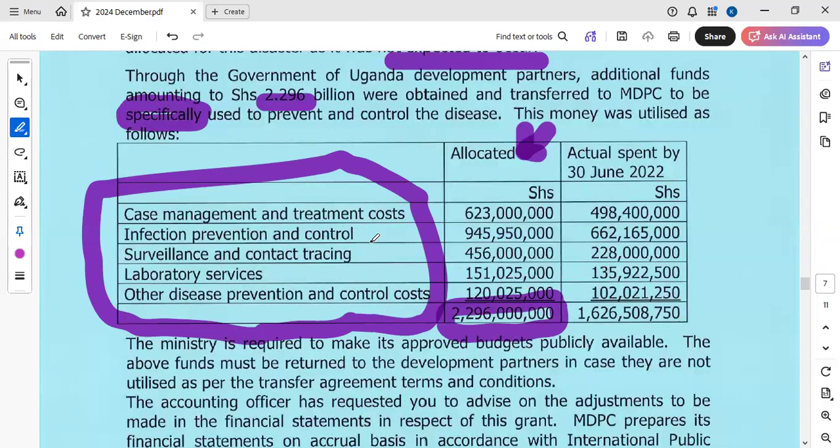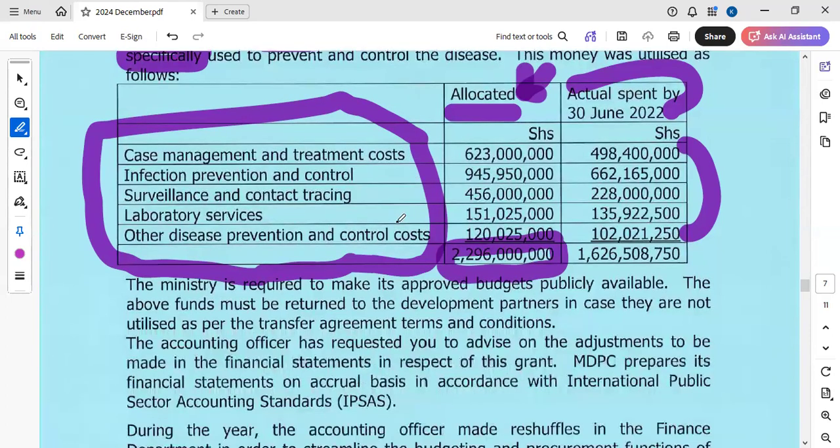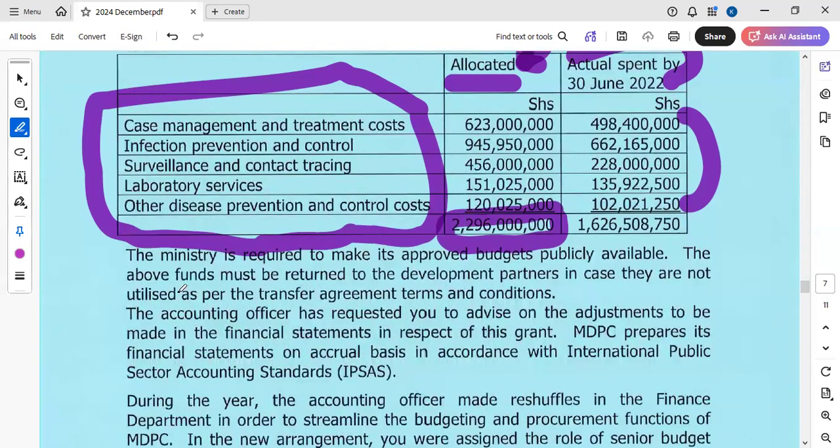These are expenditure items. But this is what you allocated. But the actual expenditure, the actual amount of money you incurred by the year end, was this. Please recall that the money you were given was specifically to be used to prevent and control the disease. Okay? Let's look at another paragraph.